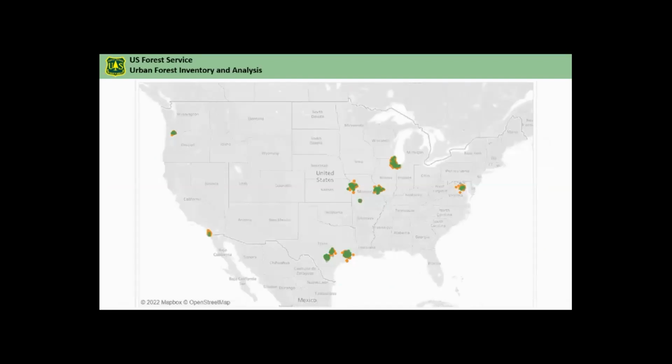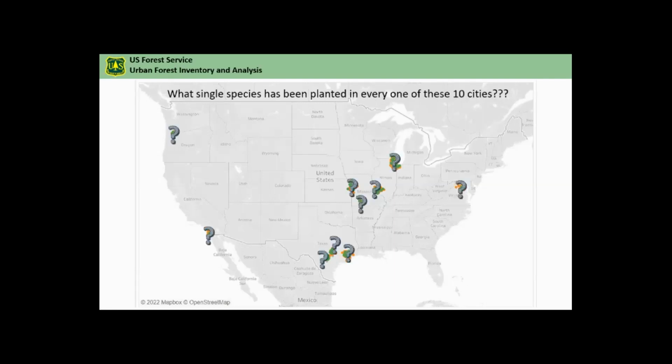So once we have those tables and we're using our analysis tools, we can start to dig into things like this. What single species has been planted in every one of these cities? And I am going to open it up right now and just see if anybody is willing to unmute and take a guess at which tree has been planted in every one of these cities.